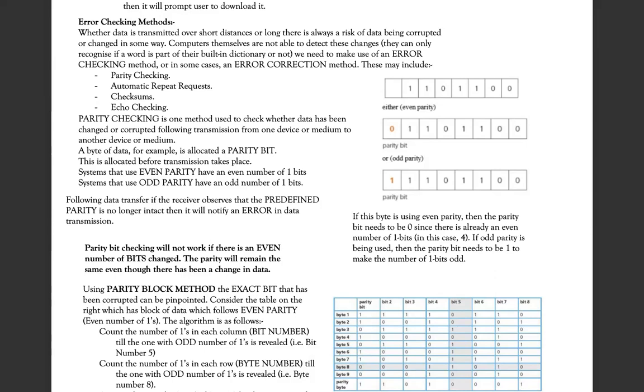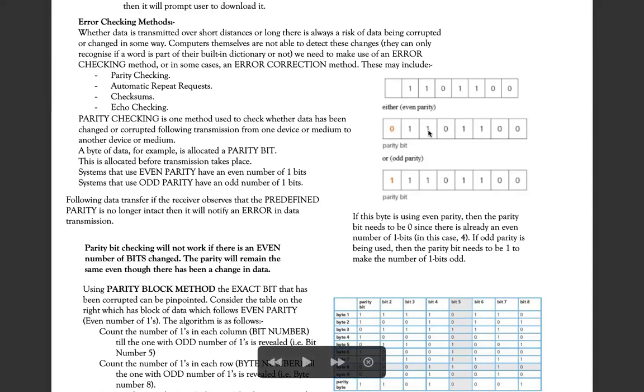Otherwise, if there is something wrong, for example if the agreed parity was even, the sender must have sent an even number of ones, but during transmission some error happened due to which my receiver ends up with an odd number of ones. Because of this, my receiver will understand there is something wrong with the data, and it will simply alert the original sender that I did not receive the data correctly. Please retransmit. This is an example of an error checking method, and it simply identifies that something went wrong. What went wrong, we don't know.